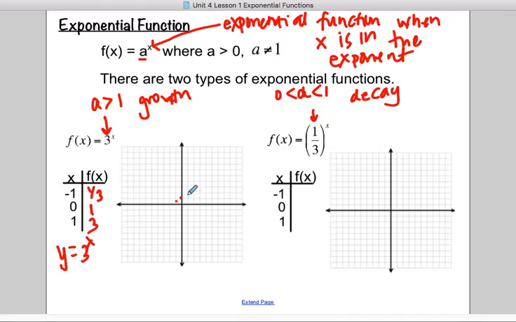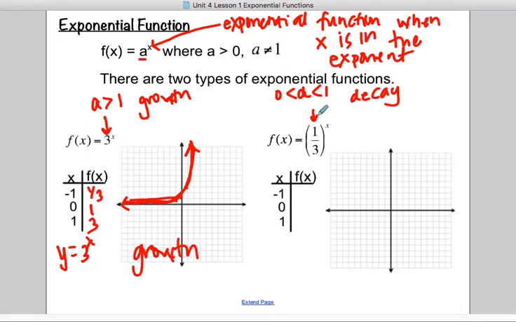And 1, 3. And all exponentials make this shape. It's kind of hard to draw in here. It's very, very close to the x-axis, but never actually touches the x-axis. So if you look at this one as you go from left to right, you should see that it's going up, and that is an indicator that it is growth.